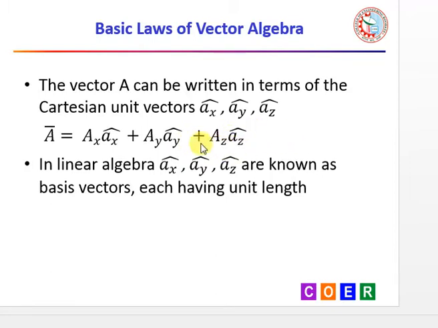In this equation, the first part, written in capital letters, indicates the magnitude of the vector in the direction of x. Similarly, the small letters, unit vector ax, represent the direction. Similarly for the y and z components. In linear algebra, unit vectors ax, ay, az are known as basis vectors, each having unit length.